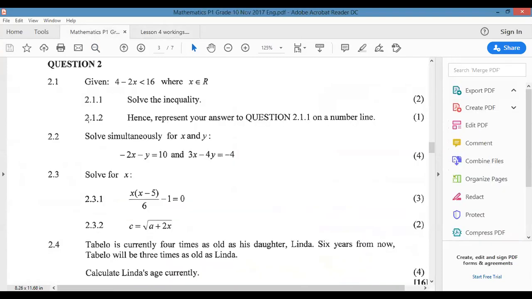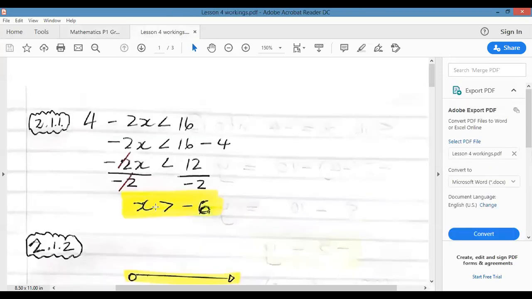Then it says to you 2.1.2, hence, meaning now the answer that you got in 2.1.1, use it in 2.1.2. It says, hence, represent your answer to question 2.1.1 on a number line. So basically here, we need to draw our number line and represent our answer. Our answer said x is greater than negative 6.